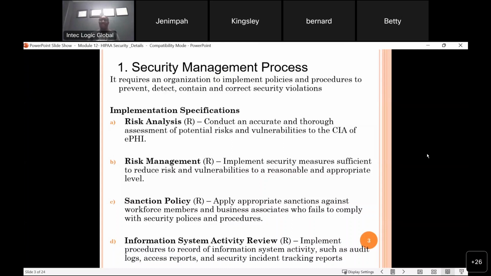So risk analysis. It says conduct an accurate and thorough assessment of potential risks and vulnerabilities to the confidentiality, integrity, and availability of EPHI, electronic protected health information. Conduct risk analysis or risk assessment. HIPAA requires that as a covered entity, at least once every year, you perform a risk assessment to identify what are the possible risks associated with the EPHI that I'm collecting, right?